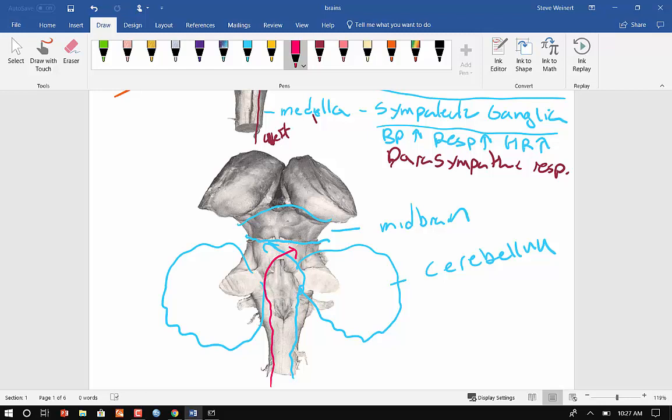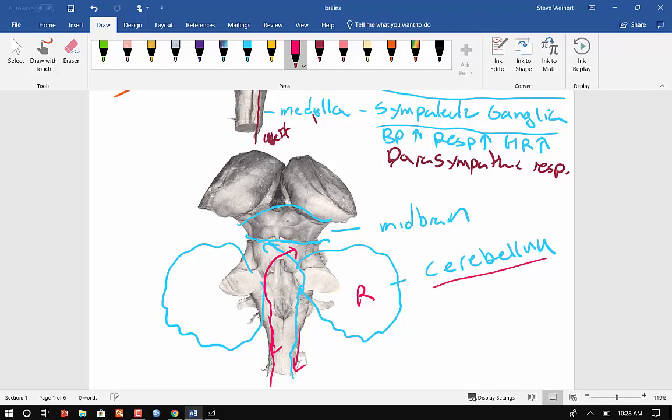Is the cerebellum ipsilateral or contralateral? Ipsilateral. It's ipsilateral. It's on the same side. So the cerebellum that's on now we're looking at the back of the person. So the cerebellum on the person's right is coordinating information with the person's right side. Cerebellum on the left is coordinating information with the person's left side.